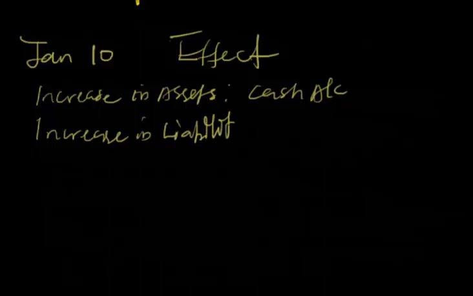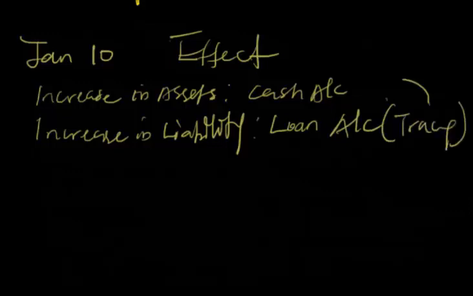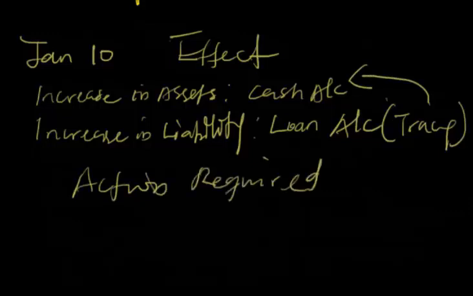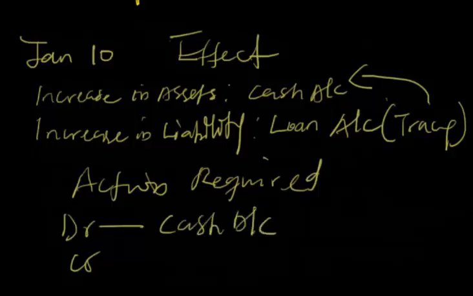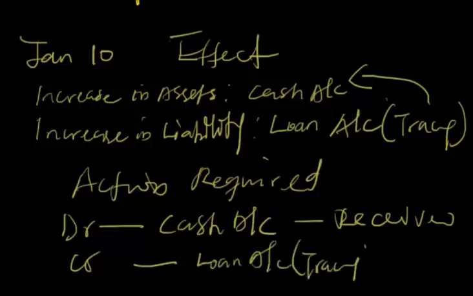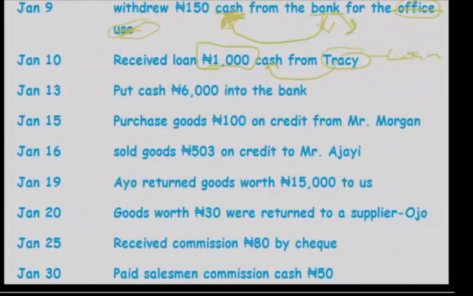Let's say the proprietor was not able to finance some things in the business, so he had to get extra cash from Tracy. We're going to have loan account. The loan account is Tracy, is given to cash account. Let's see the action required in recording. So debit, credit. So cash account is receiving. So we debit cash account as the receiver and we're going to credit loan account in the name of Tracy as the giver.